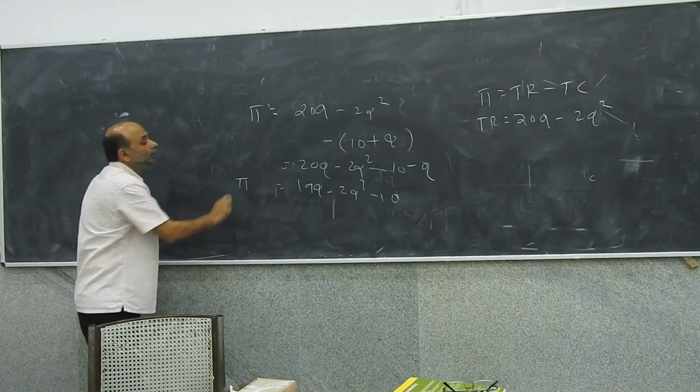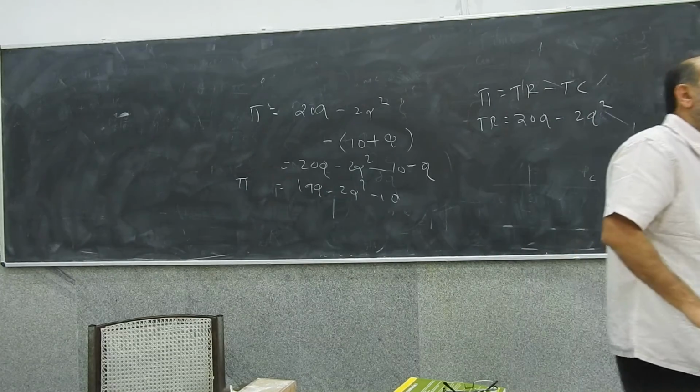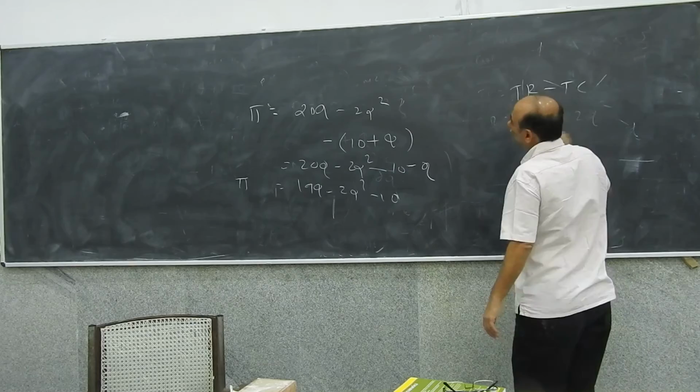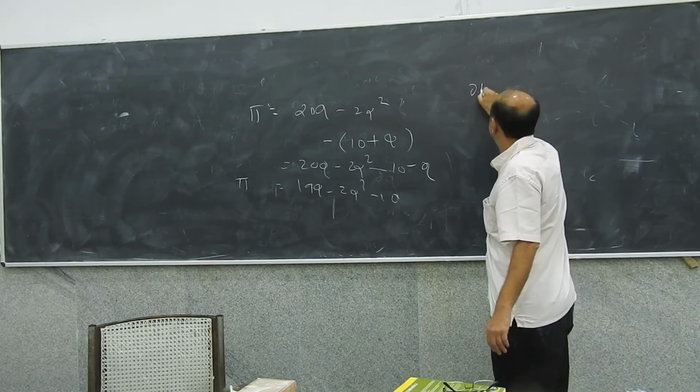This is pi. Now what do you have to do? You have to differentiate pi with respect to Q. If you differentiate pi with respect to Q, what do you get? 19 minus 4Q.